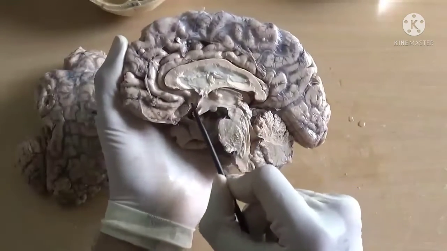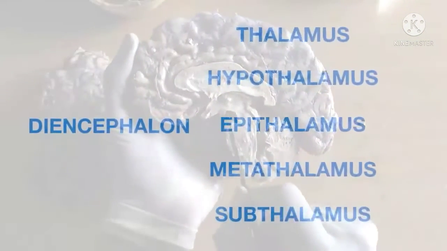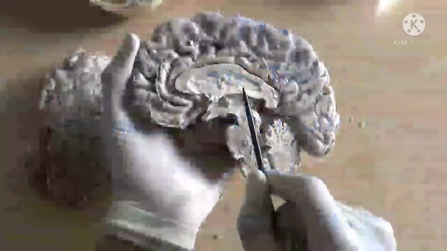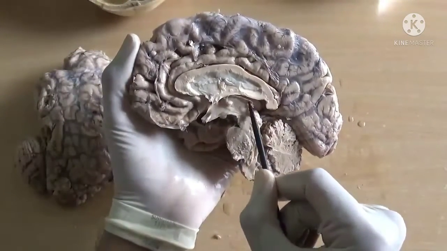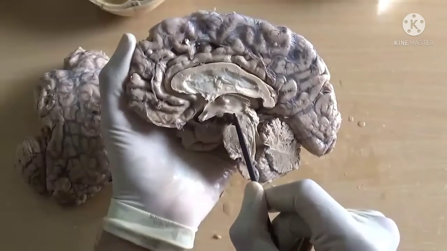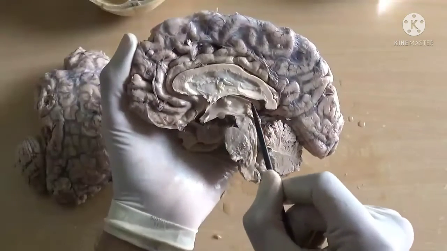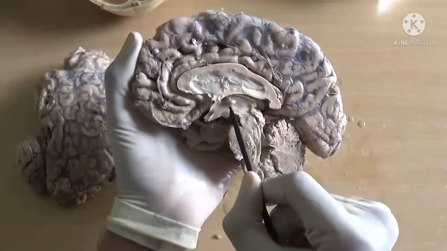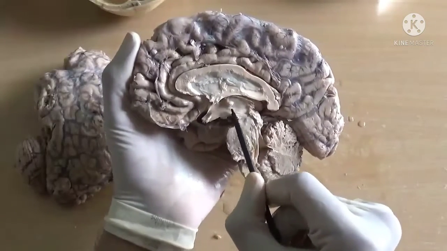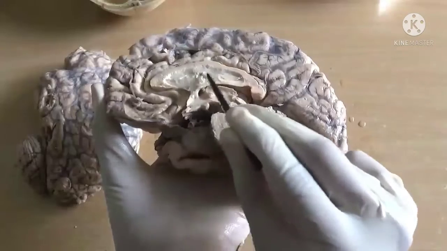Diencephalon is nothing but thalamus, and there are a total of 5 thalami constituting diencephalon, namely thalamus itself, hypothalamus, epithalamus, metathalamus, and somewhere over here will be subthalamus. So there are 5 thalami together forming diencephalon, and the cavity of diencephalon, this territory, is the third ventricle. Now this third ventricle will get communicated with the lateral ventricle, which is situated deep inside.